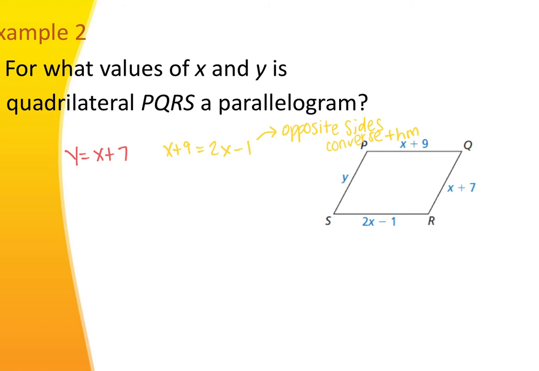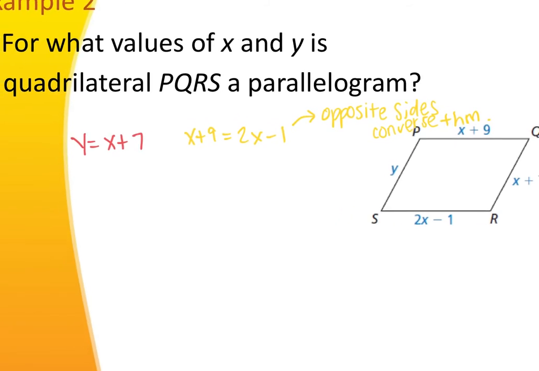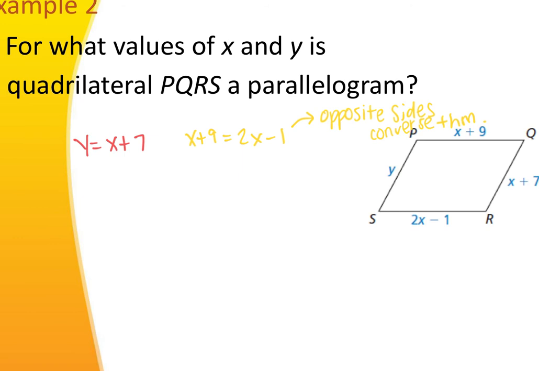In order to prove that this is a parallelogram, the opposite sides converse theorem would need to be applied. That says that the opposite sides PQ and SR would need to be congruent, and PS and QR would need to be congruent. So we have two different equations. Which one do we start with? The red equation or the yellow equation?